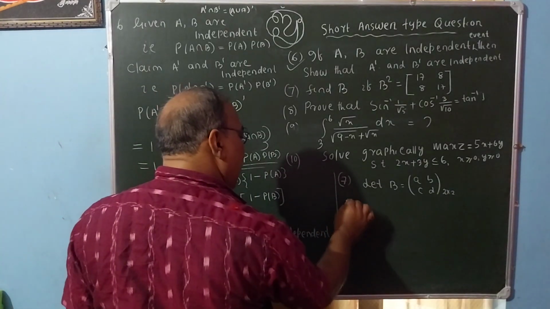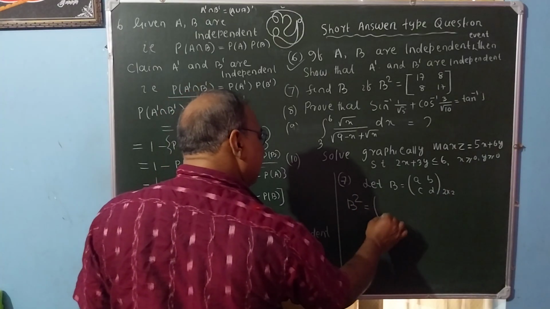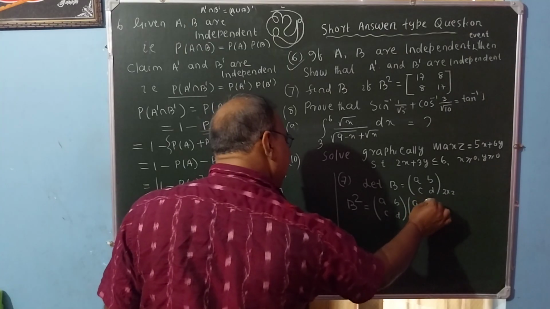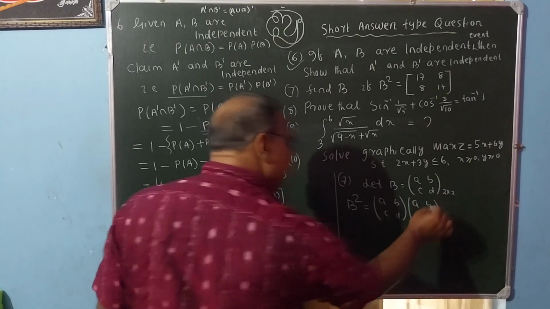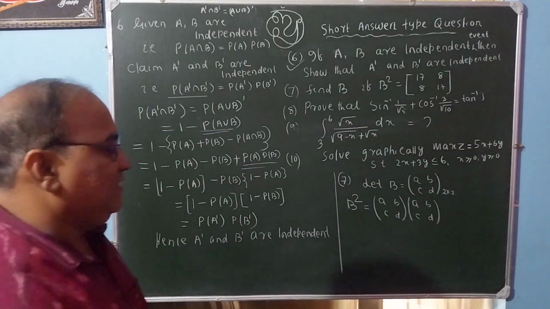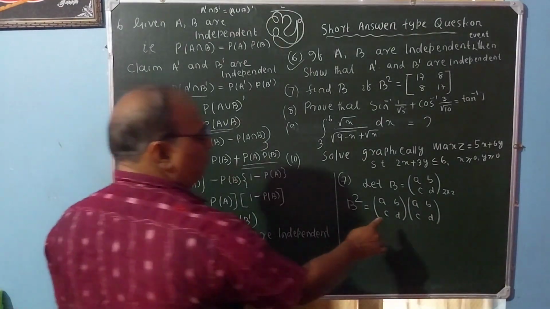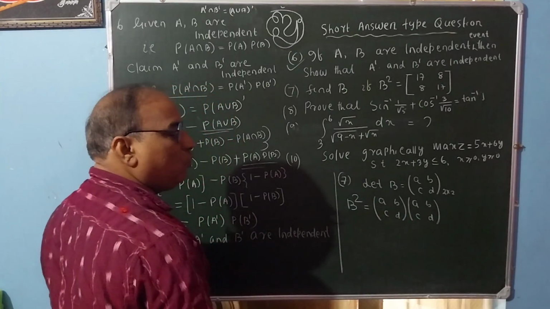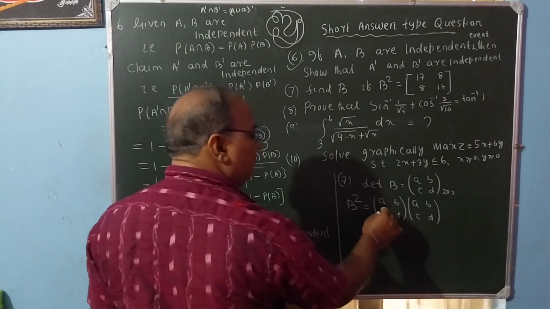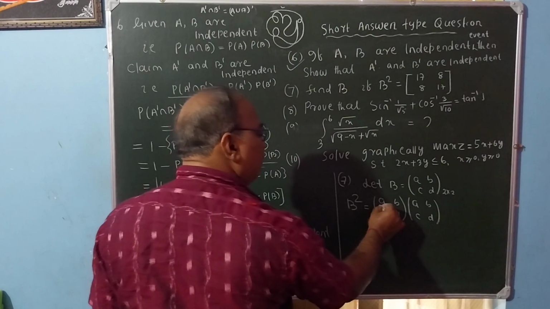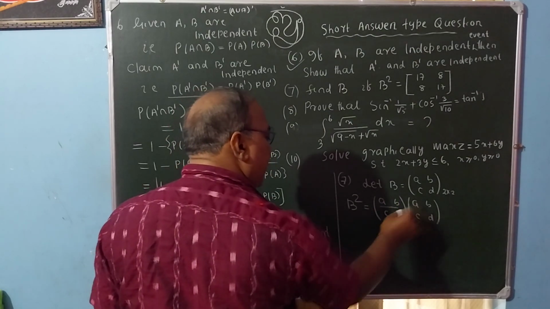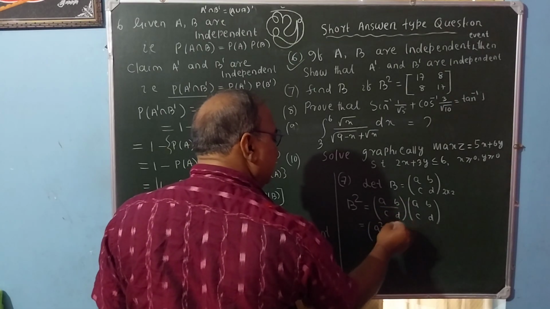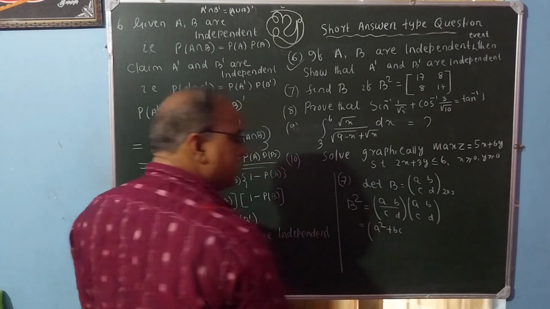So write down B square, meaning A, B, C, D times A, B, C, D. Matrix multiplication is only possible when the number of columns of the first matrix is equal to the number of rows of the second matrix. So you have to multiply first row with first column: A into A, that is A square plus BC. This is the first entry.